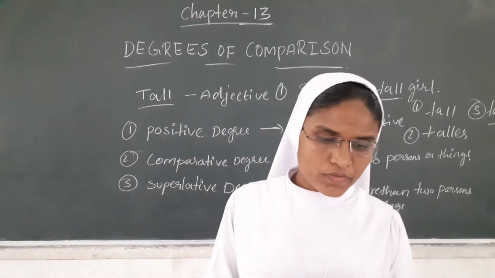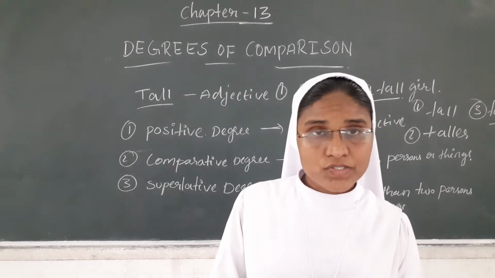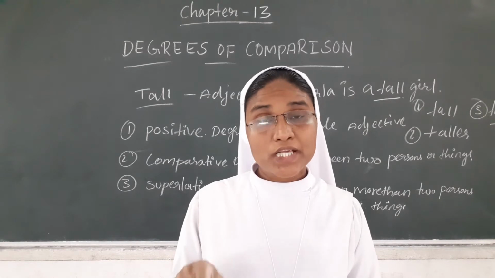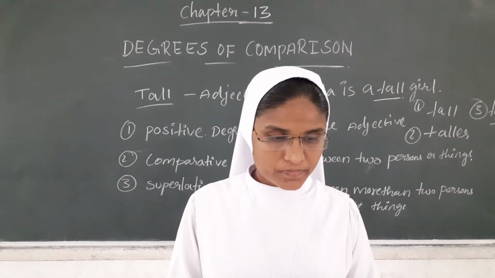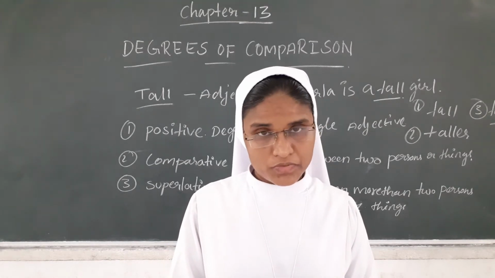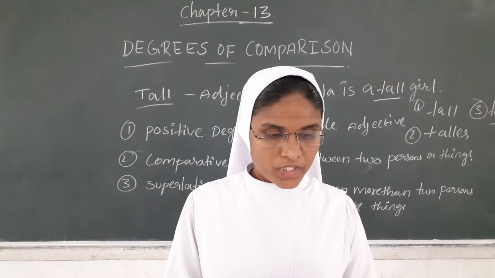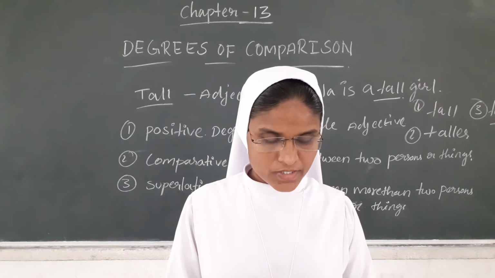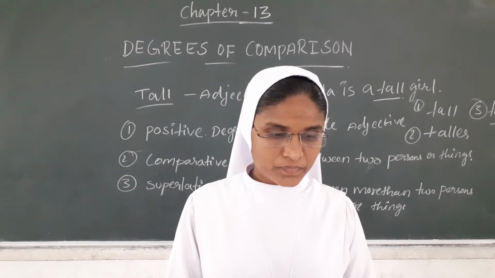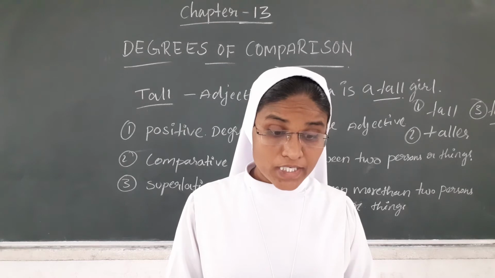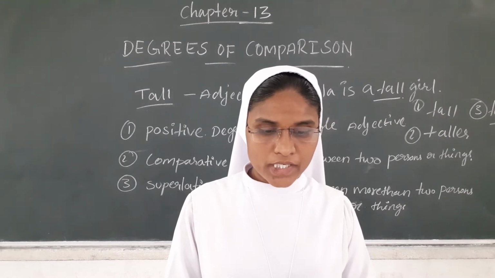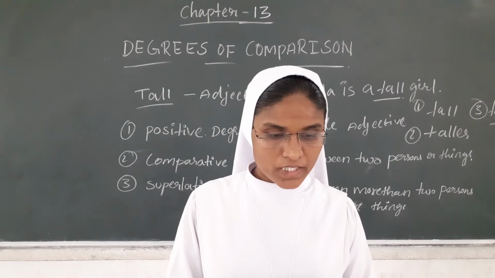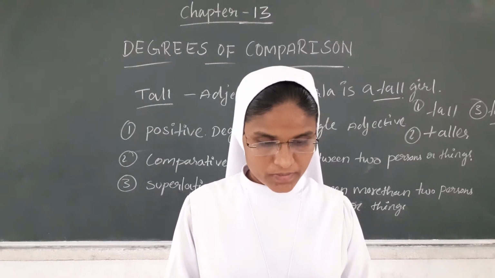The next one you see, we add -est to adjectives to make superlative degrees or superlative adjectives: tallest, strongest, and fastest. If an adjective ends in E, we only add -r and -st to make the comparative or superlative degrees.